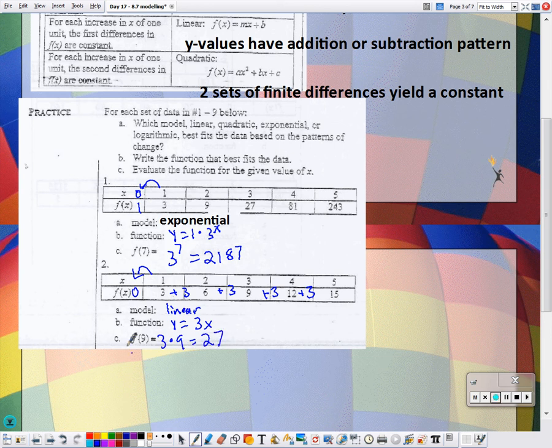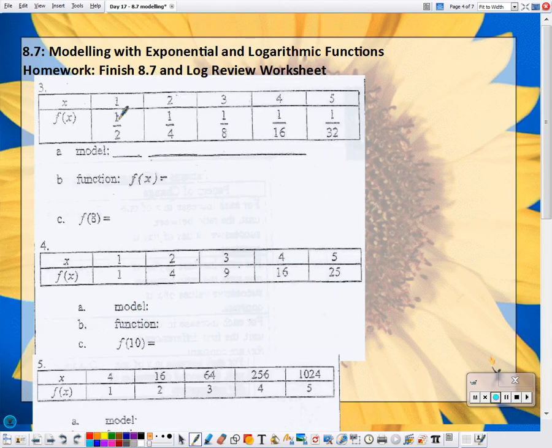All right, here we go. Number 3. Here I look at my y values, and I've got 1/2, 1/4, 1/8, 1/16, and I can immediately see it's a multiplication pattern of 1/2 each time, so the model is exponential. The function is going to be y equals, and again, if I back up the pattern and divide by 1/2, I get 1. So 1 times 1/2 to the x.